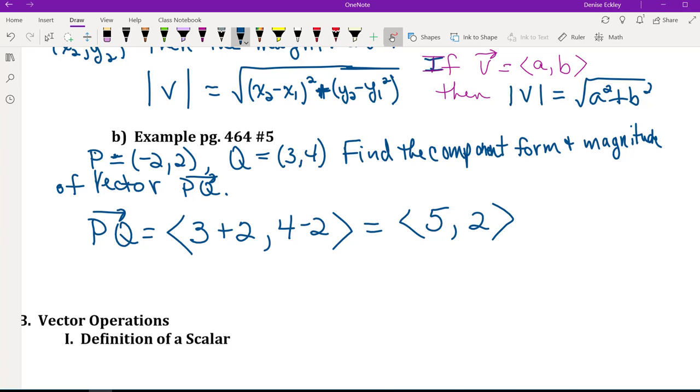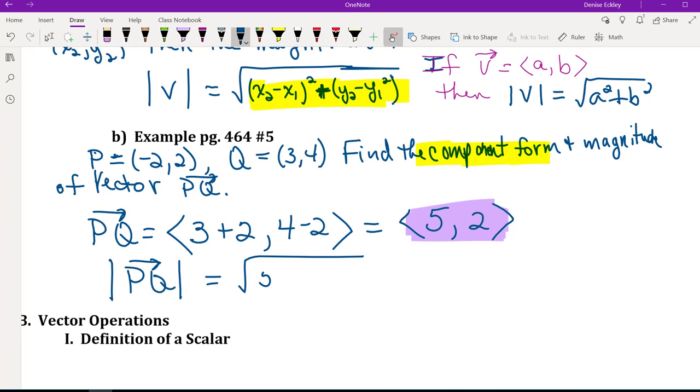And then to find the magnitude of PQ, now you could have found that first and just used the first rule here, but since I have to find the component form anyway, which is this here, that's part of our answer, I'm going to just use the a squared plus b squared to find the magnitude. So I'm just going to have 5 squared plus 2 squared. So the magnitude is going to be the square root of 29, and that's the other half of my answer.